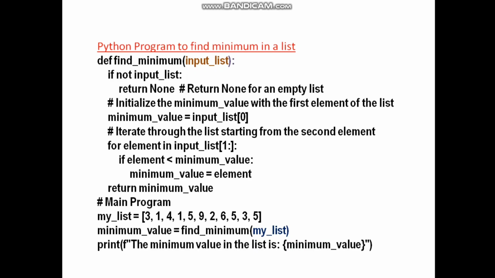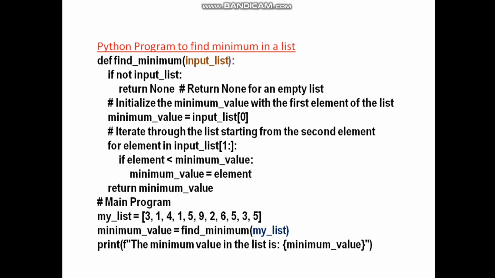Otherwise it will take the first element in the list, that is input_list of 0. Whatever is in my list will be assigned to input_list, so input_list[0] means the first element in the list. The list index starts with 0. In the 0th index, what is the value? 3. That 3 will be assigned as the minimum value, and after that I am using a for loop. Inside that for loop I am using the slicing concept, that is 1 colon. 1 is the starting point and it goes till the end of the list.